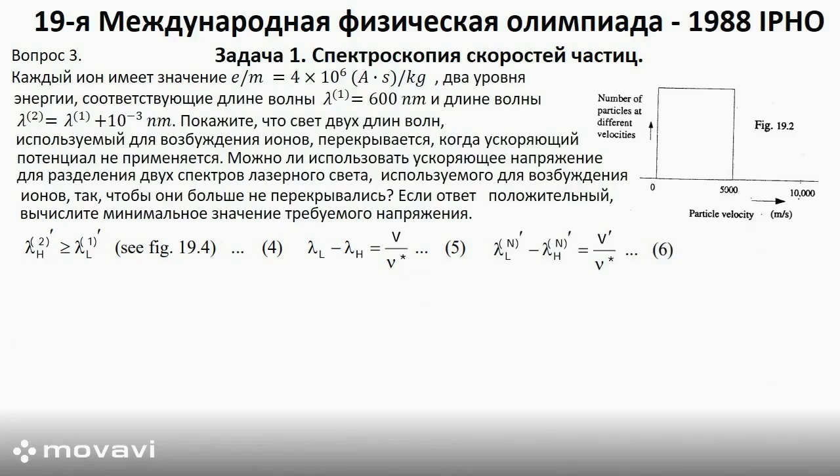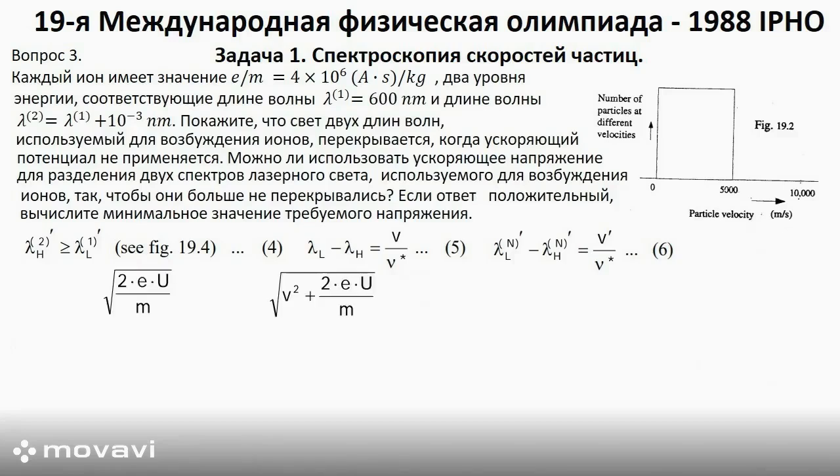Equation 5 may be rewritten in the context of the applications of accelerating voltage in order for the two spectra of laser light not to overlap as follows, where n is the order of the energy level. Expression 6. The subscript L relates lambda to lowest velocity of the ion which sees frequency nu star.